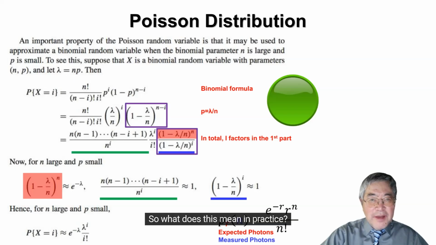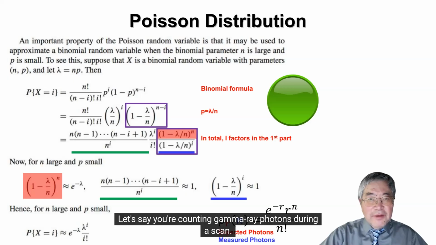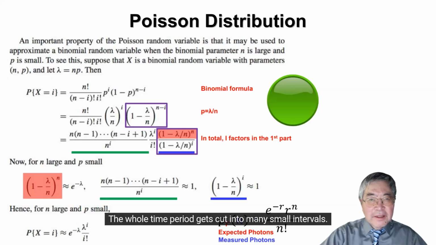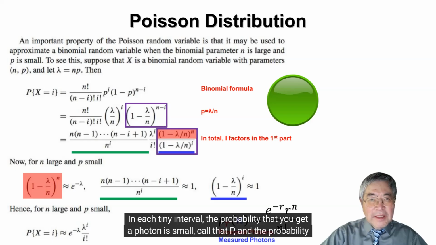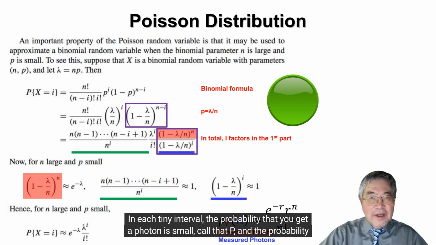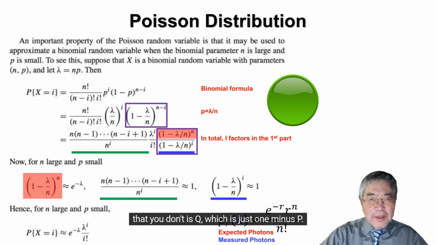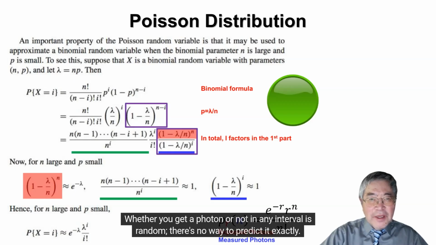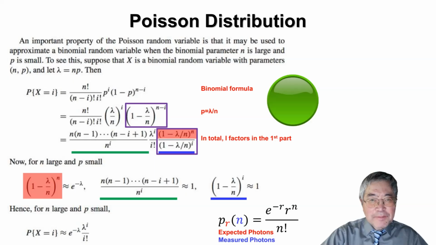So what does this mean in practice? Let's say you're counting gamma-ray photons during a scan. The whole time period gets cut into many small intervals. In each tiny interval, the probability that you get a photon is small, call that P, and the probability that you don't is Q, which is just 1 minus P. Whether you get a photon or not in any interval is random. There's no way to predict it exactly.